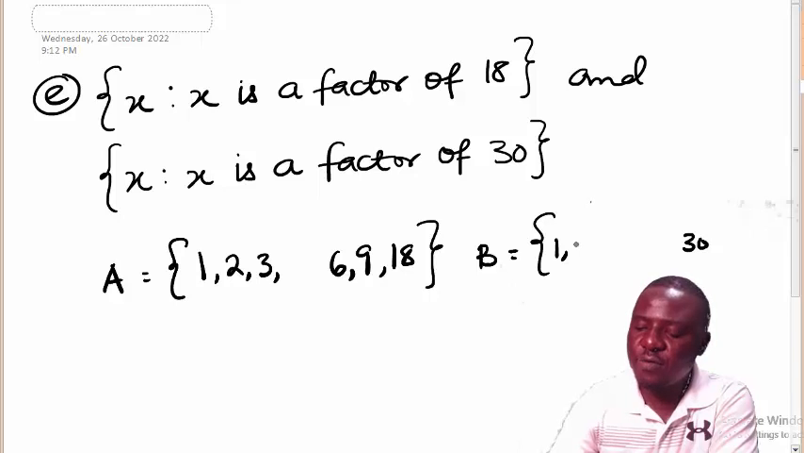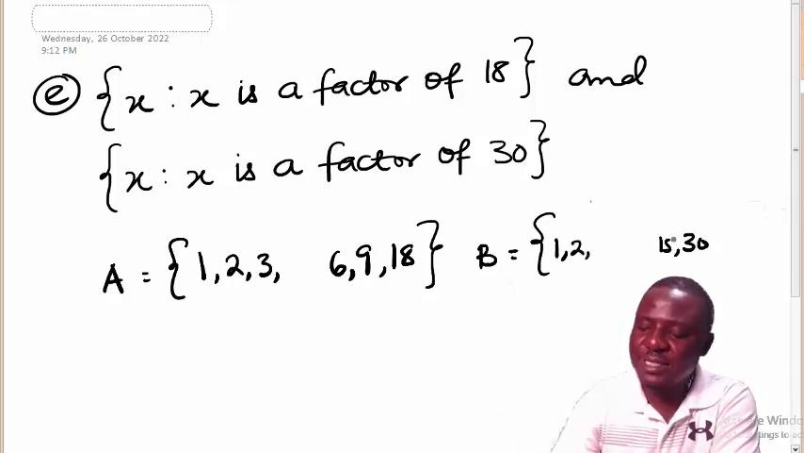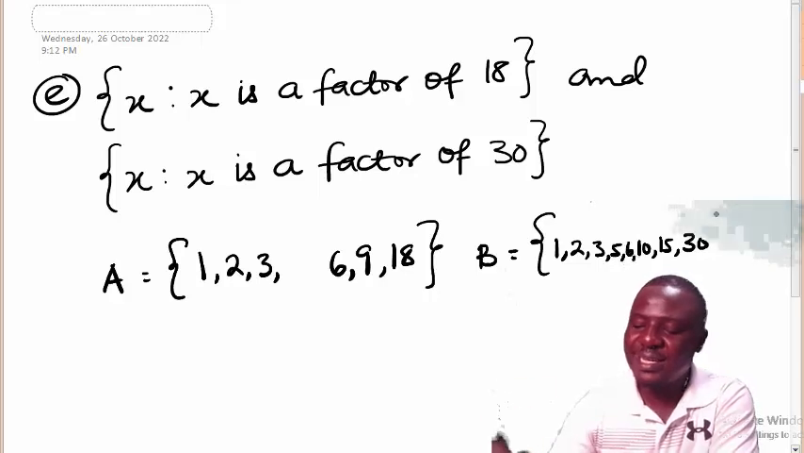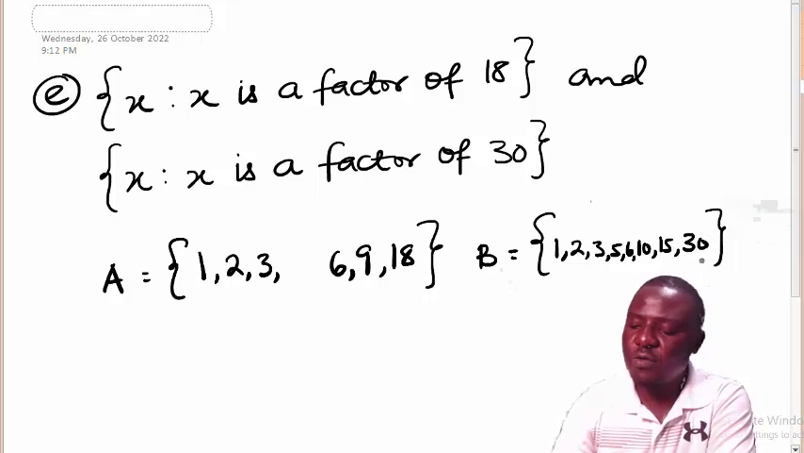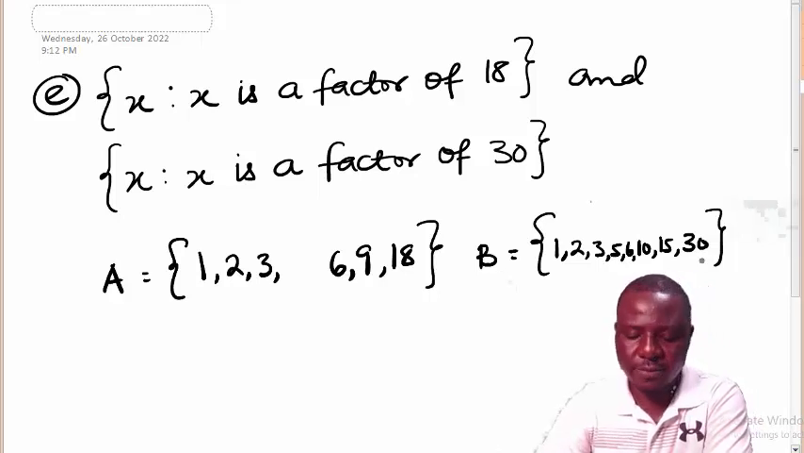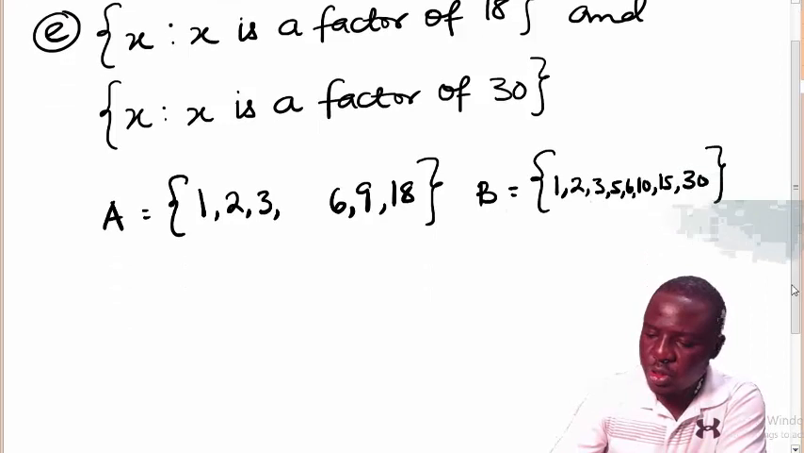We also have 2, 2 and 15. 3 can go, 3 and 10. And 4 cannot go. We have 5 and 6. So these are said to be the factors of 30. Now let's carry out the operations on them.